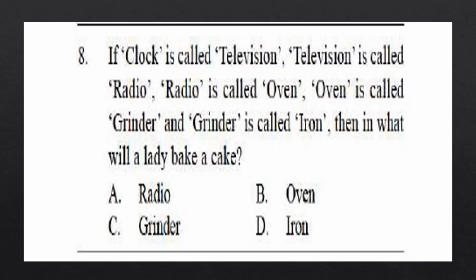Question number 8. If clock is called television, television is called radio, radio is called oven, oven is called grinder, and grinder is called iron, then in what will a lady bake a cake? Option A, radio. Option B, oven. Option C, grinder. Option D, iron. We know that we bake a cake in an oven, but in this question oven is called grinder. So our answer is option C, grinder.